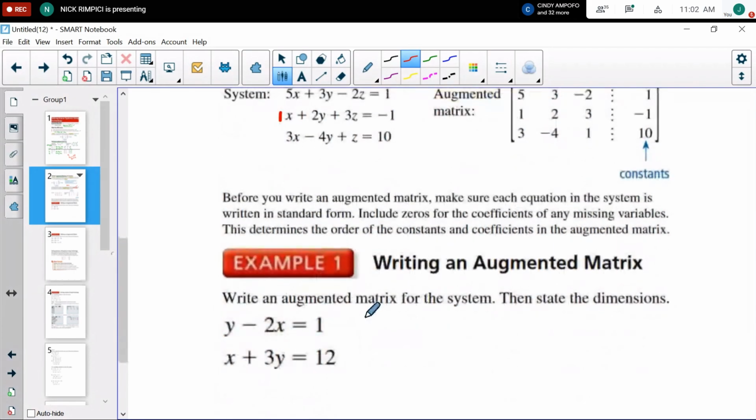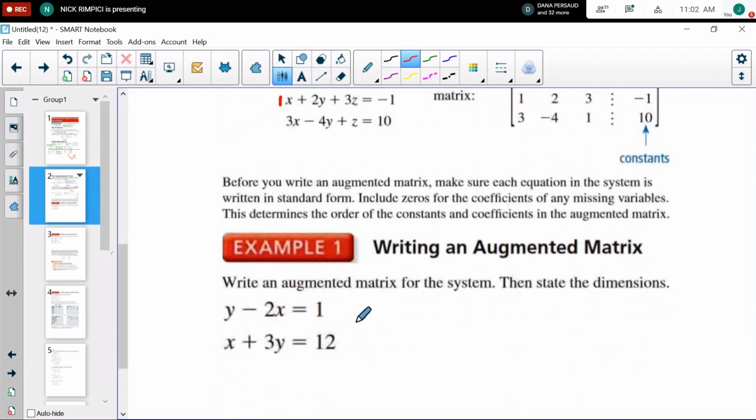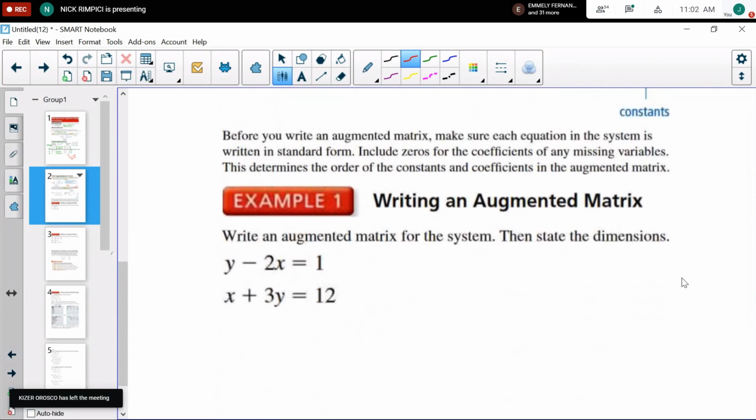This is kind of an easy one in that there's only two equations and two variables. It's not the one with three. We're going to see the one with three in a minute. The question is not to solve this. We want to write an augmented matrix for the system, then state the dimensions. Remember what I said, it's got to be in standard form first. This one is not using Z. This is X and Y only, so we're not going to make Z 0. This is a two variable question.